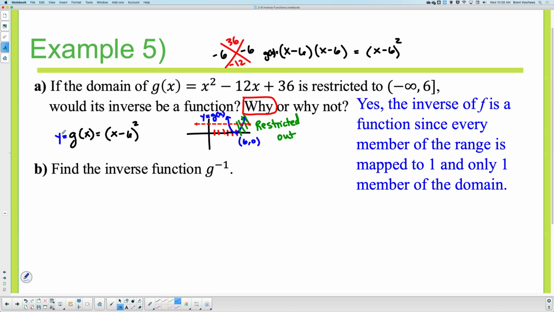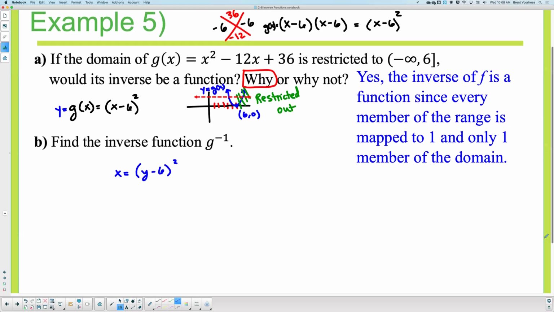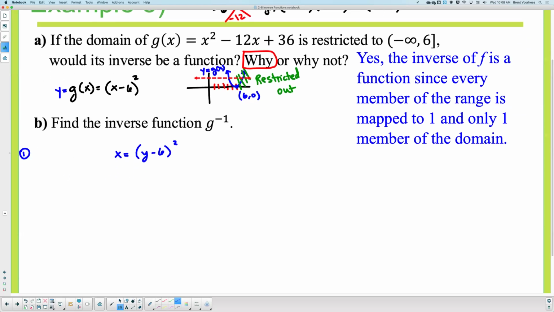What I'm going to do is switch these as x and y. So I'm now going to say that x equals parentheses y minus 6 squared. And I'll go through solving that. That was step 1. This was switching x and y. And now step 2 is we solve for the new y.